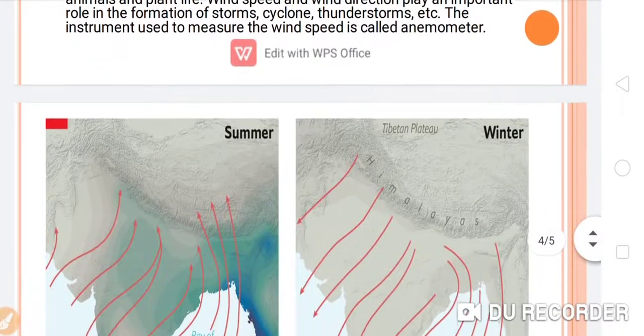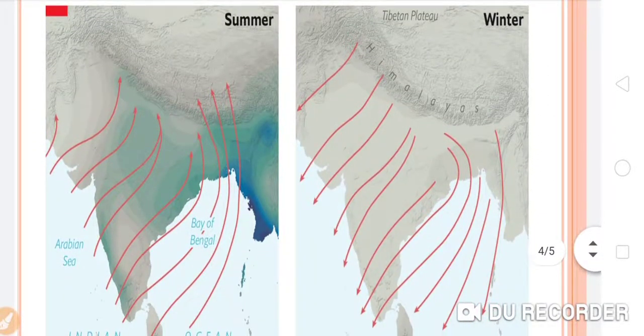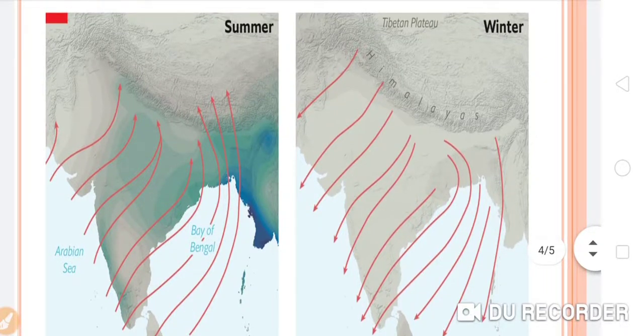Let's see the movement of the monsoon. This is the monsoon movement in the summer season. You can see that from the Arabian Sea, the air comes towards the earth surface along with moisture, in the form of water droplets, and this is responsible for the rainfall on the earth surface. In the winter this will be the reverse process, as we have discussed in the content.